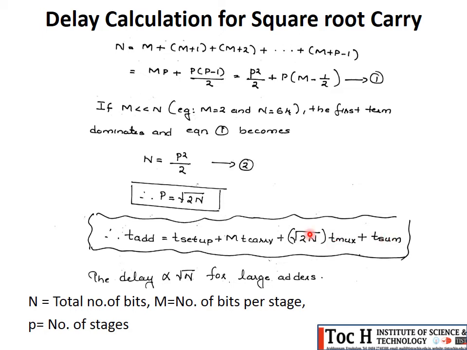be replaced with the value of p, and the value of p for square root carry select order for the condition m much less than n is actually root of 2n. That is, the delay of the square root carry select order is proportional to the square root of the total number of bits. Here n represents the total number of bits, m represents the number of bits, actually not per stage, but the number of bits in the first stage, because in the second stage it is m plus 1. And p represents the number of stages.